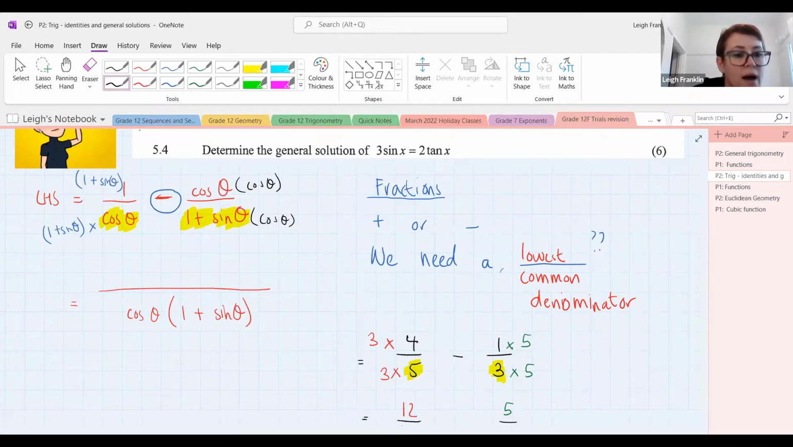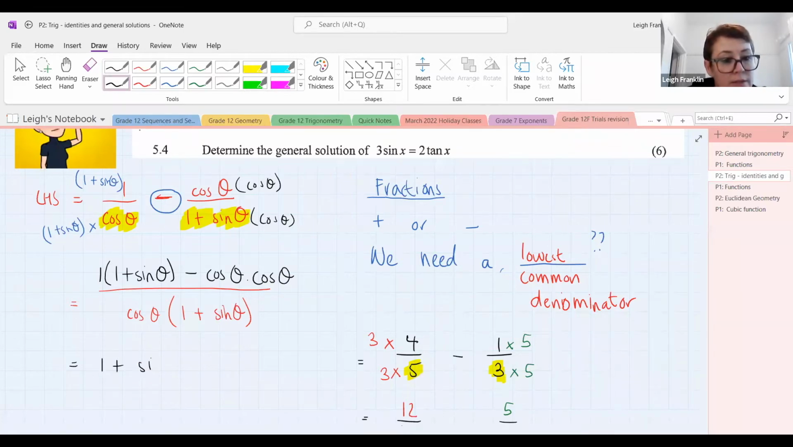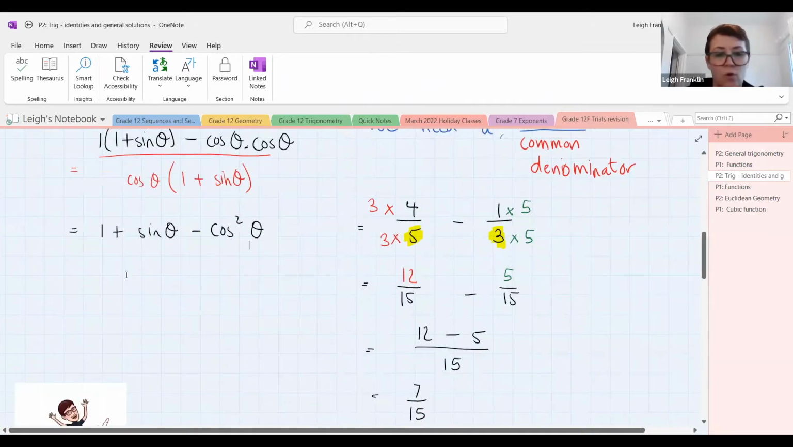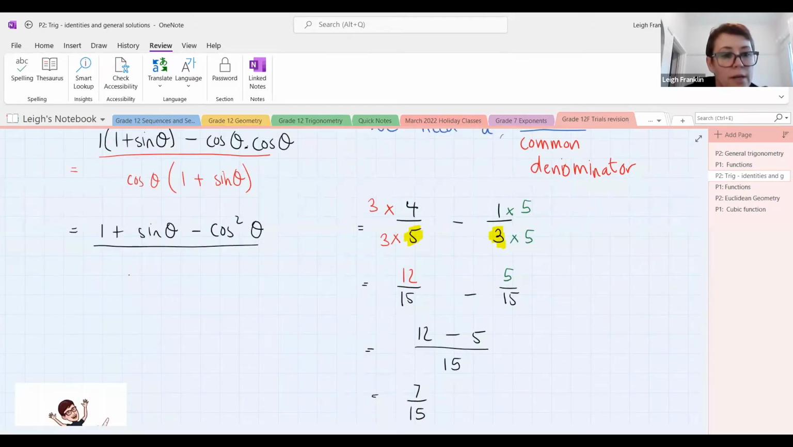Okay, so we've got 1 times 1 plus sine theta minus cos theta times cos theta. So this is just normal distribution. Obviously, when we multiply something by 1, it doesn't change. So that's going to leave us with 1 plus sine theta minus cos theta times cos theta, which is cos squared theta. And of course, we don't drop our denominator. We're going to keep our denominator, which is cos theta times 1 plus sine theta.